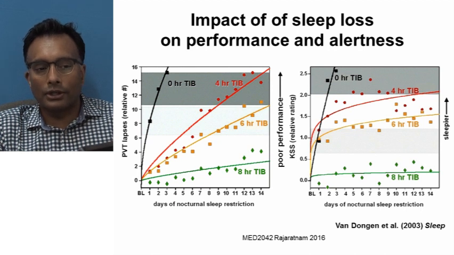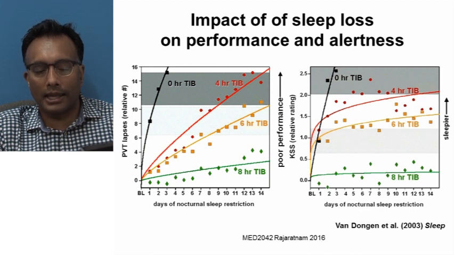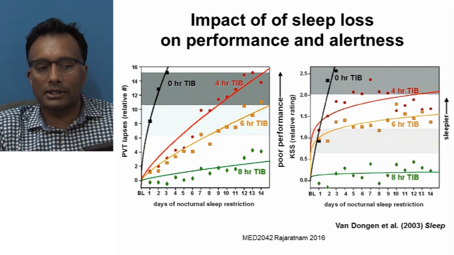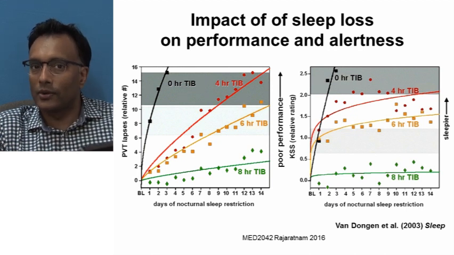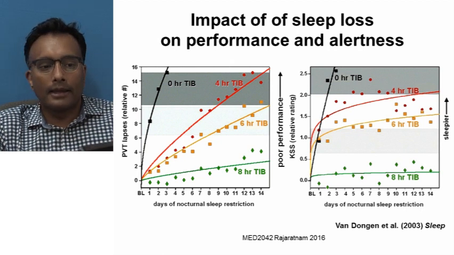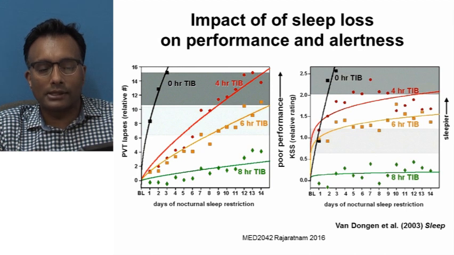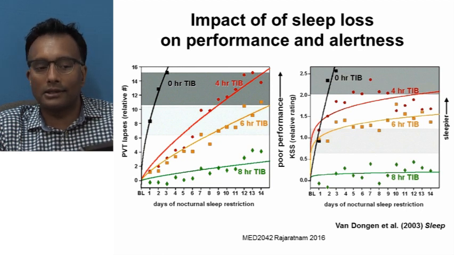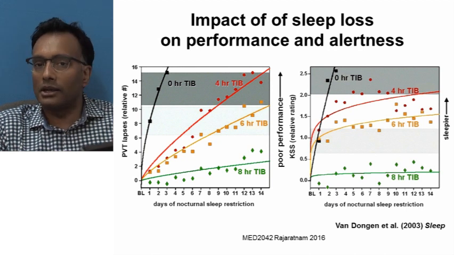But look what happens to the group of people who have 4 hours time in bed, 6 hours, and 8 hours. Let's look at the 6-hour time in bed condition, because many people in the general population actually report about 6 hours of sleep per night. And you can see that in this condition, after about a week to 10 days, the number of lapses has increased to almost the amount of lapses of attention that occurs when you have no sleep at all. That is, a week to 10 days of 6 hours of sleep is equivalent to 1 night of no sleep at all.